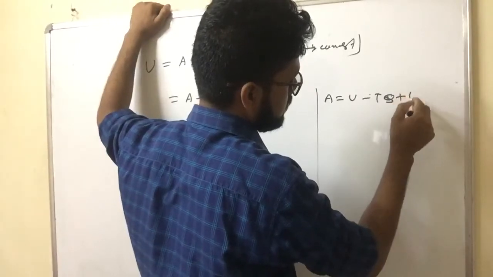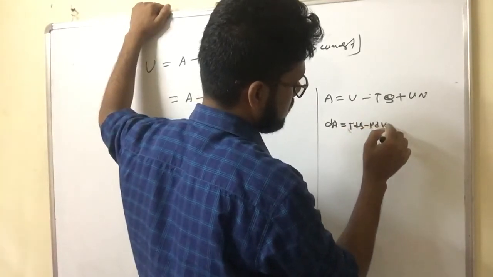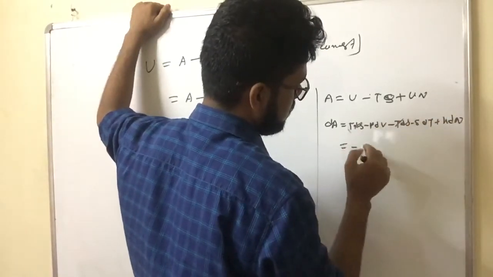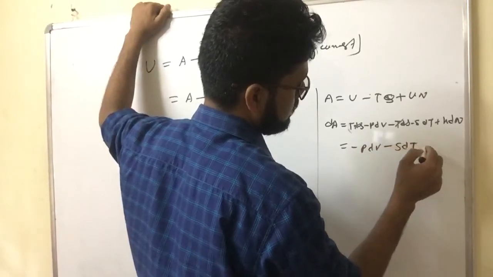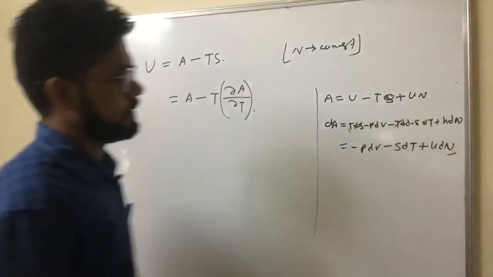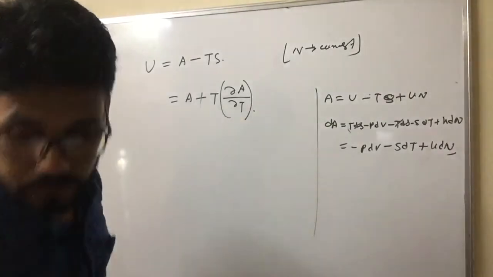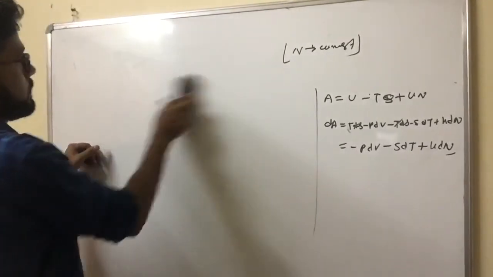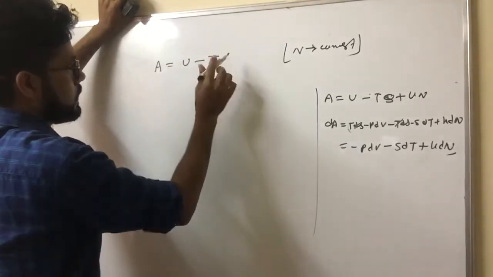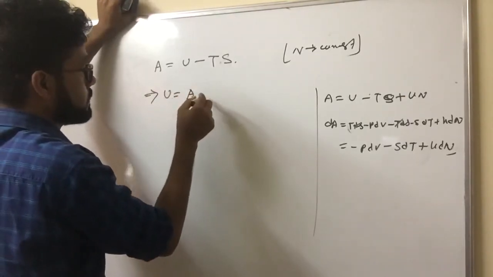plus mu n. dA equal to dU, means TdS minus PdV, minus S dT plus mu dn. This gets cancelled: minus PdV minus S dT plus mu dn. Okay, so S equal to entropy, I can put it here like this. Okay, I will make then A equal to U minus TS. Okay, yes, U internal, I want to find out the internal energy from free energy. How can I calculate?